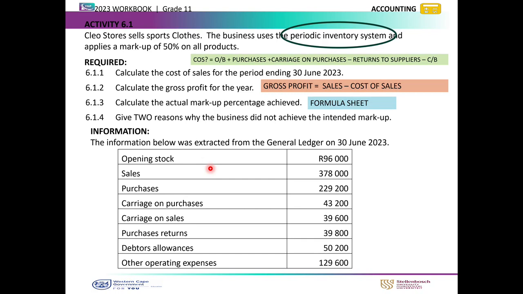So just a heads up, we have some adjustments. All of these figures are not very accurate at the moment. We need to go and fix them first. The information below was extracted from the general ledger. For opening stock, here we have our opening balance in case we need it for cost of sales. We have the sales in case we need to calculate the gross profit, and further on. So we're going to use that information one by one.